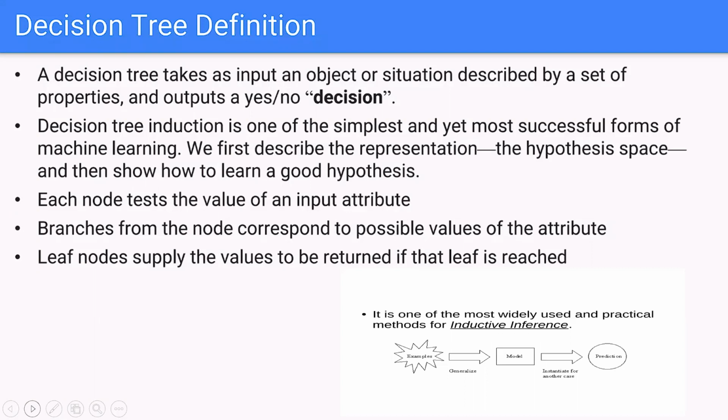Each node tests the value of an attribute. Branches from the node correspond to possible values of the attribute. A leaf node supplies the value to be returned if the leaf is reached. This is one of the most widely used practical methods of inductive inference, where examples are generalized and made into a model, which is then used for predicting another case.